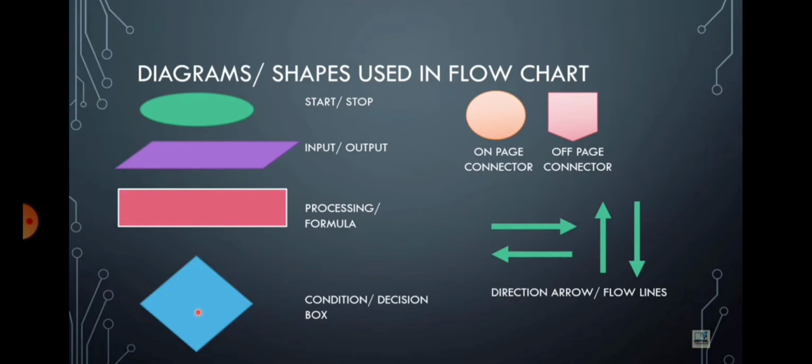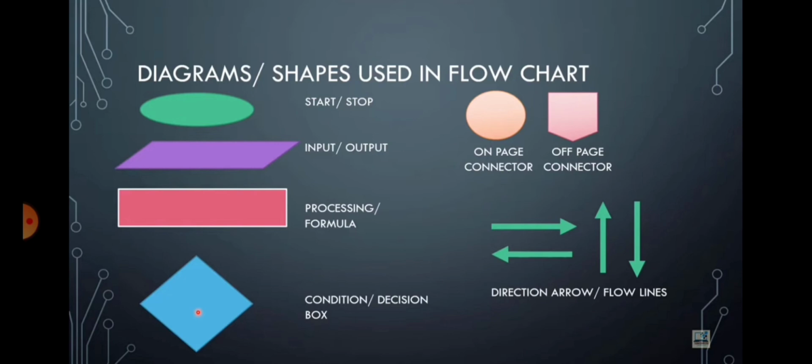Direction arrows, or we can also call them flow lines. Now, in a flow chart, all the symbols need to be connected. So these lines are used to show the flow and they connect all the symbols with each other. From these symbols, you can easily identify the flow of your program, the flow of a logic in a flow chart.